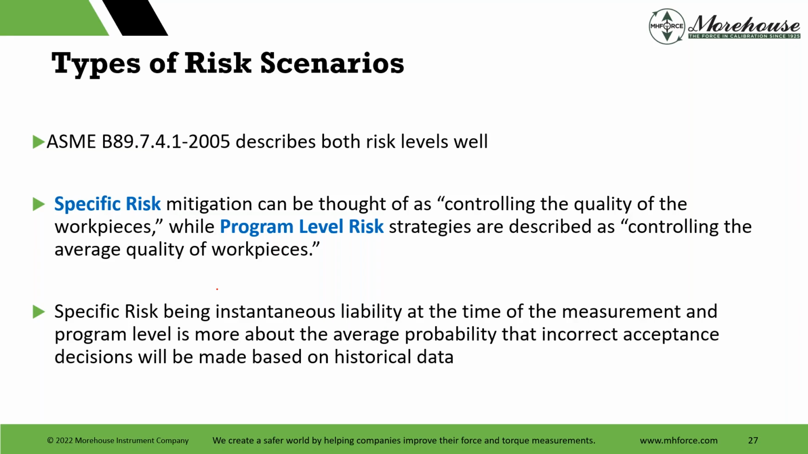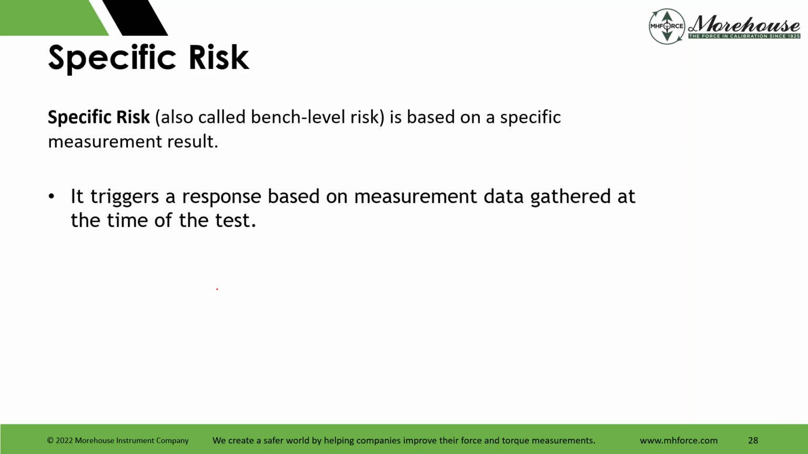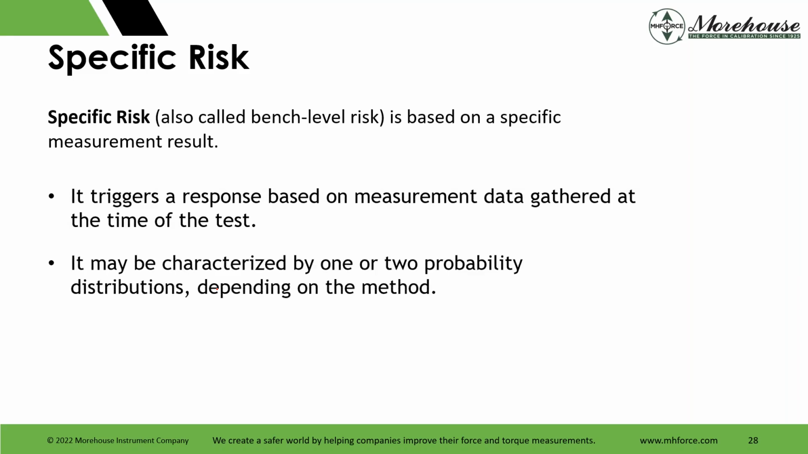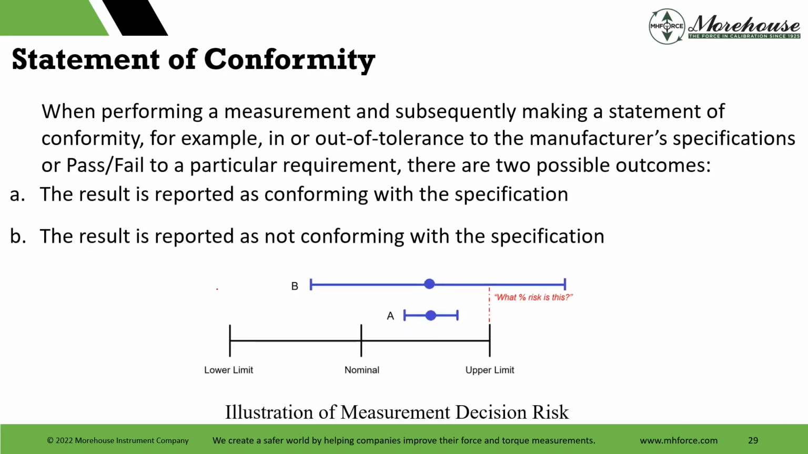And then the program is more based on historical data. So specific risk is also called bench level risk, and it's based on that instantaneous liability. It triggers a response based on data gathered at the time of test, characterized by one or two probability distributions depending on the method, and any representation with only one distribution is specific risk. Really want to hammer that point in. That's why it appears twice.